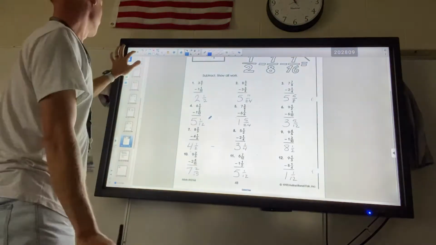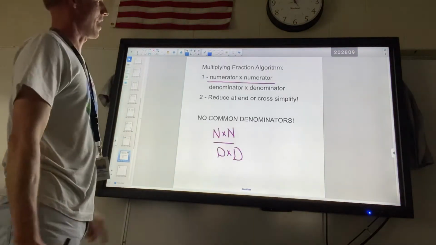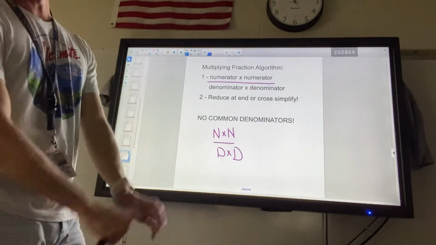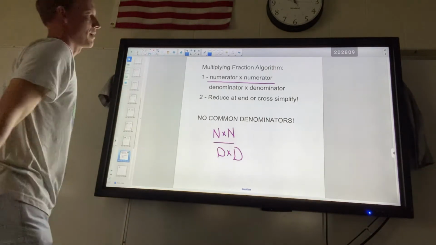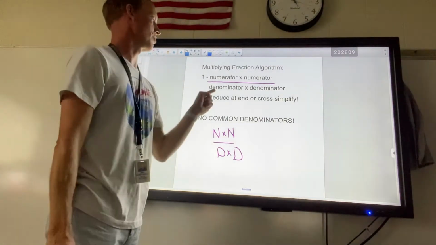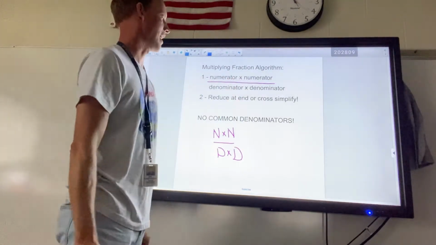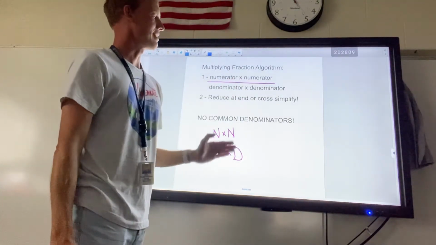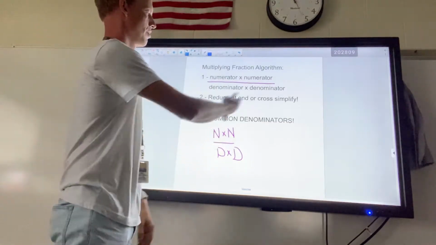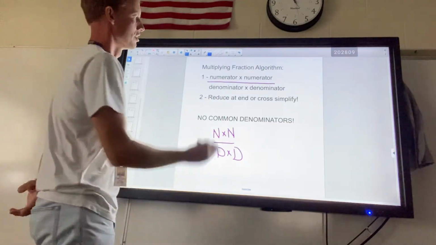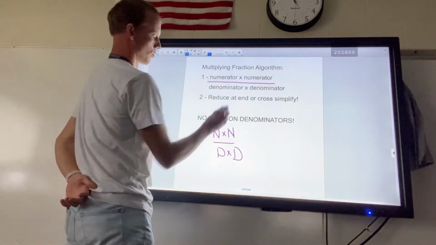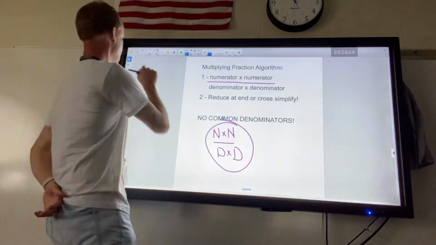Let's start talking about today's lesson. Okay, multiplying fractions. We're going to move on from adding and subtracting. When you multiply fractions, it's real simple. You simply do your numerator times your numerator and your denominator times your denominator. You can reduce at the end or cross simplify, and I'm going to show you those options in a second. So the algorithm, or fancy word for rule, is simply this.